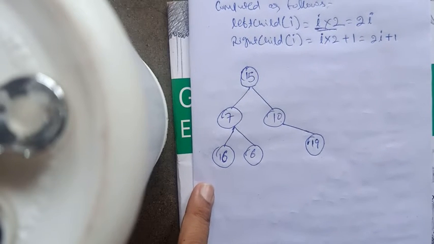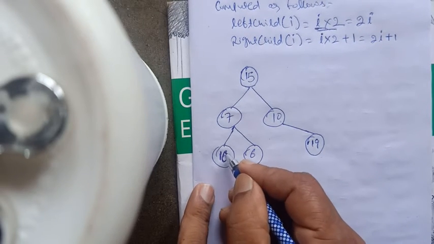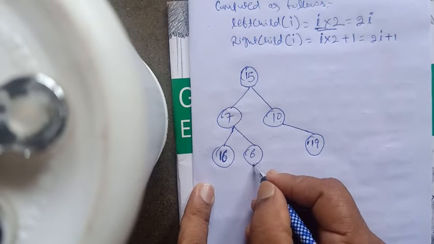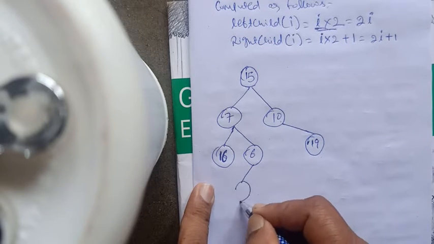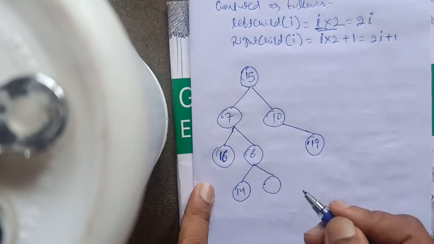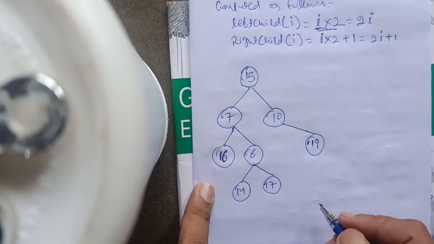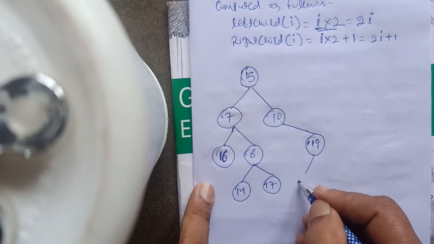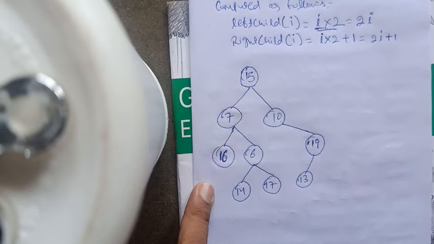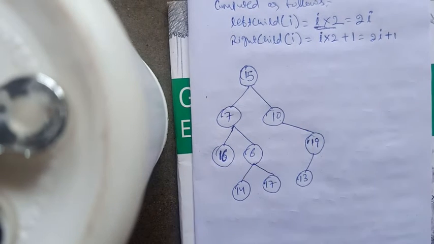Now suppose 16 is my leaf node, but 6 has a left child, let's say 14, and a right child, let's say 17, and 19 has a left child, and that is 13. So this is what the tree looks like. This is how I want to insert data in my tree.